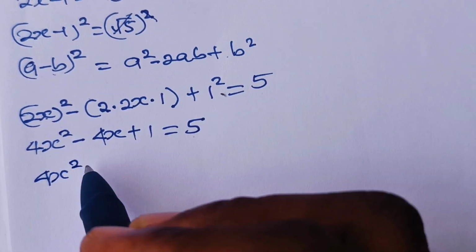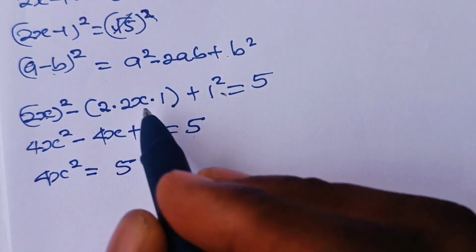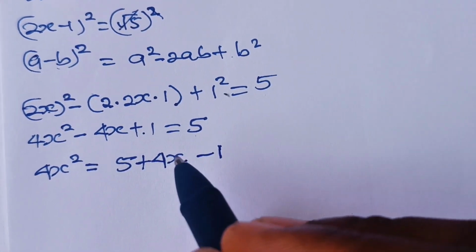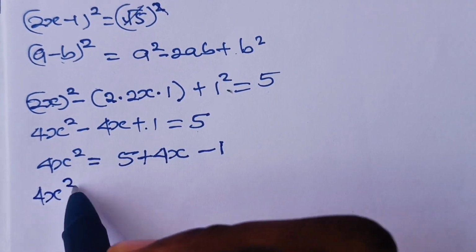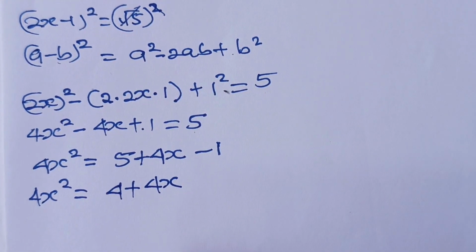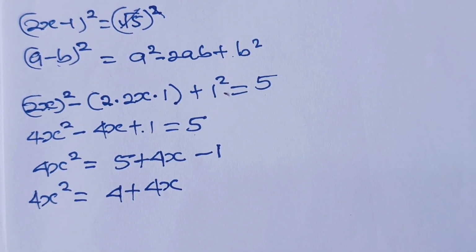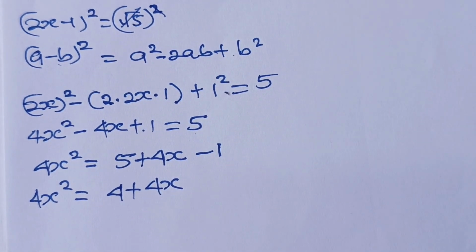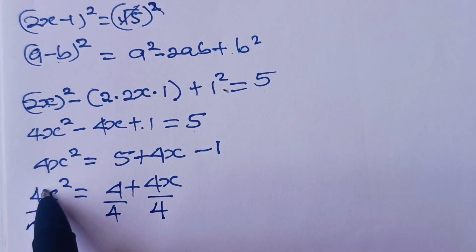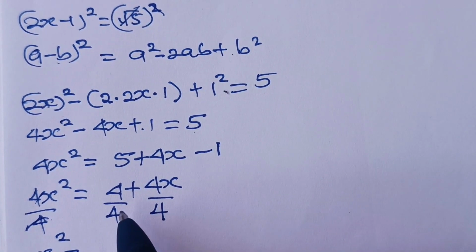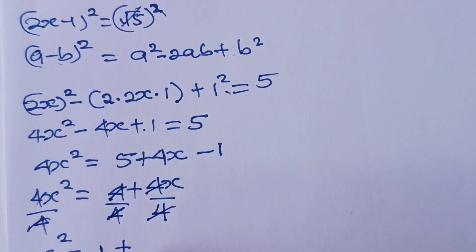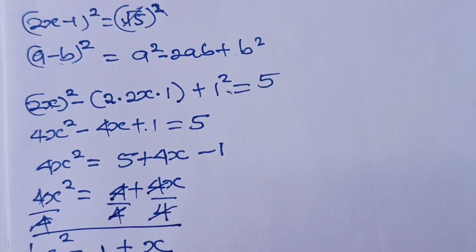So we have 4x squared is equal to 5 minus 4x will cross to become plus 4x, and plus 1 will cross to become minus 1. Therefore, we have 4x squared is equal to 5 minus 1 will give us 4 plus 4x. All right. Now let's divide through by 4 so that we have a simpler equation. So divided by 4, divided by 4, divided by 4. So we are going to have that x squared is equal to, when this is divided by itself, we have 1 plus, when this divides this, we have x. So this is x to the power of 2.